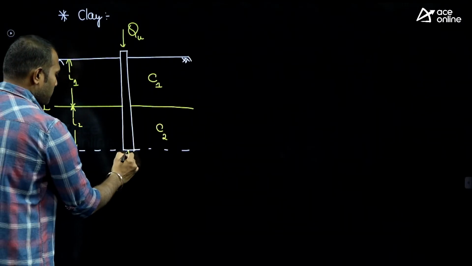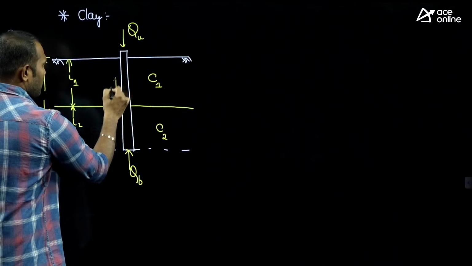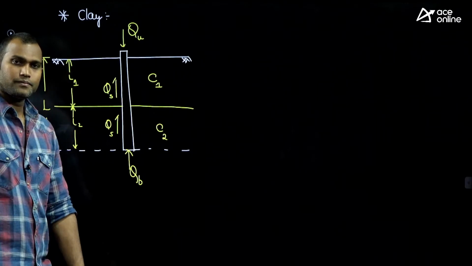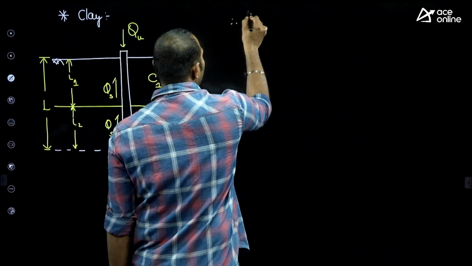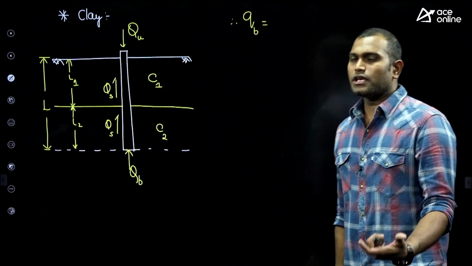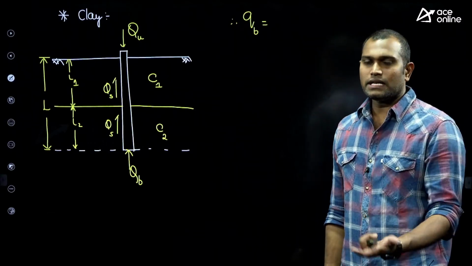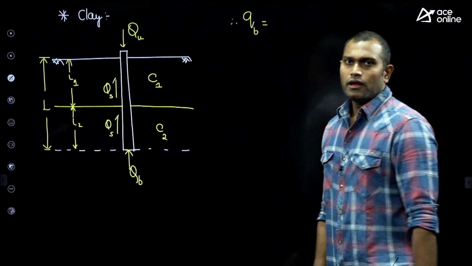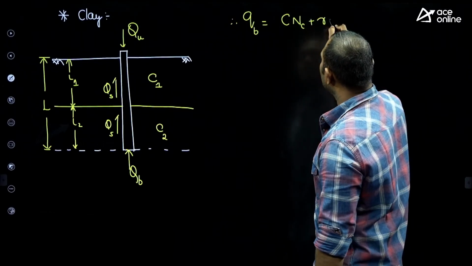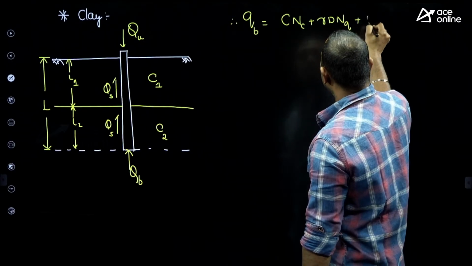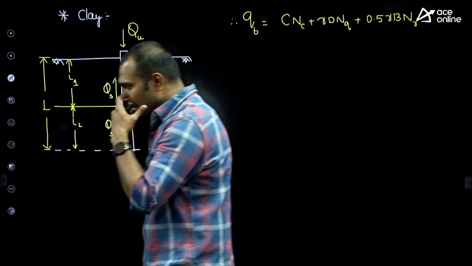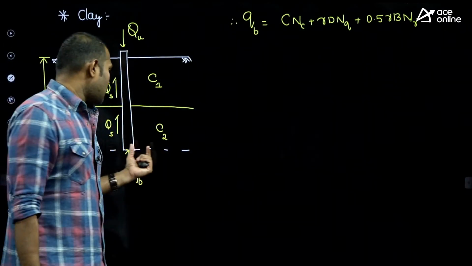Now there is some base resistance at the bottom and skin friction at the sides. So it all depends upon the bearing capacity. What is this bearing capacity? If you see the bearing capacity, you can take it from either Terzaghi or Meyerhof. The bearing capacity equation goes as CNC plus gamma D NQ plus 0.5 gamma B N gamma. Here B represents the dia of the pile.